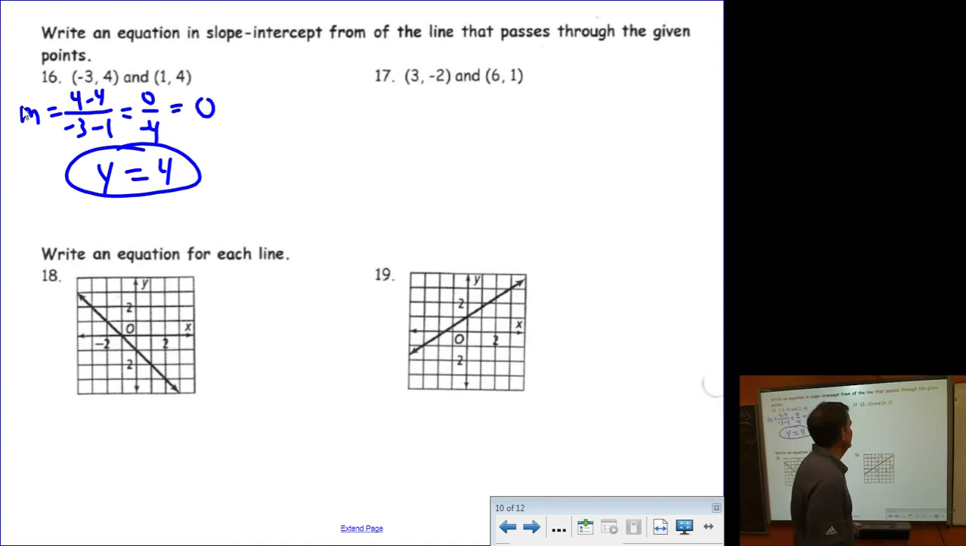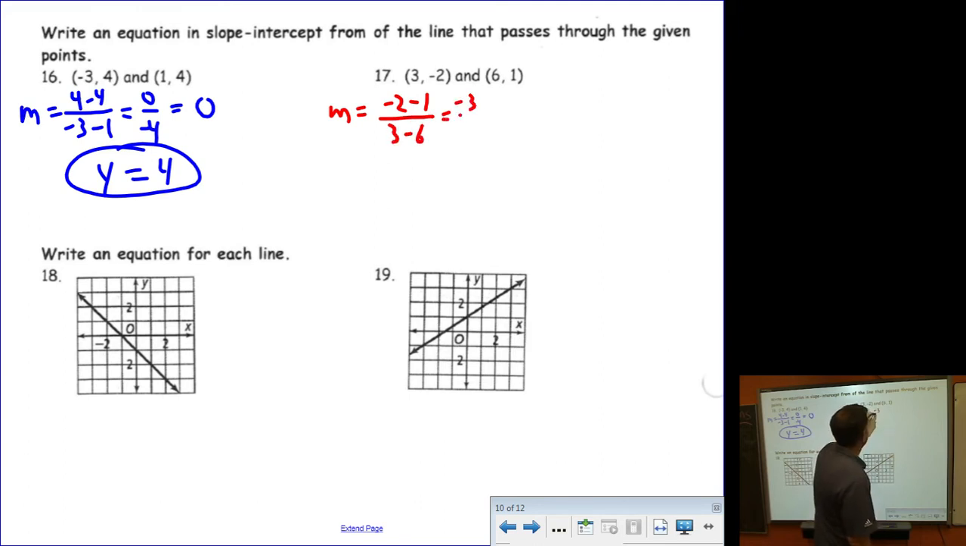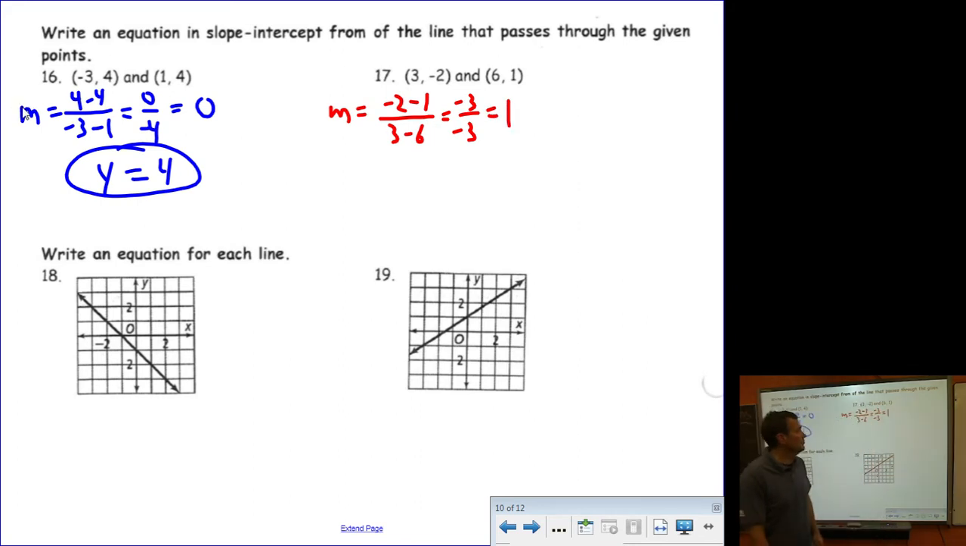In 17, I need to find the slope as well. It'd be y minus y over x minus x, -3 over -3, which is 1. So we could now write the equation in point-slope form, or we could solve for the y-intercept. I think on this one I'll solve for the y-intercept.